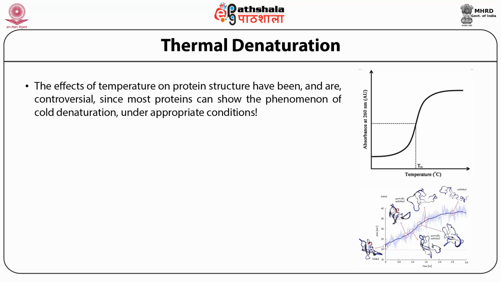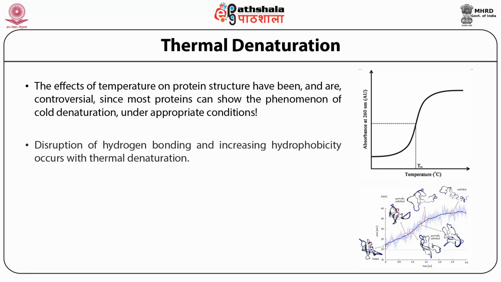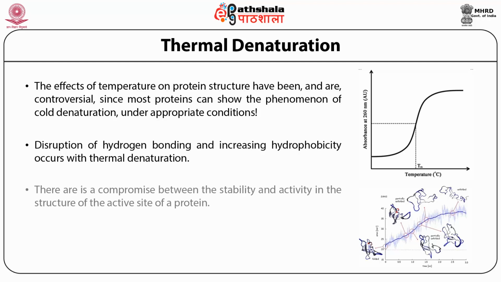So the effect of temperature on the structure can be directly used for the estimation of the Gibbs free energy, which causes the disruption of hydrogen bonding and increasing hydrophobicity. There is a compromise between stability and activity in the structure of the active state of the protein. As you increase the temperature, the activity gets lost and the structure, of course, gets lost.